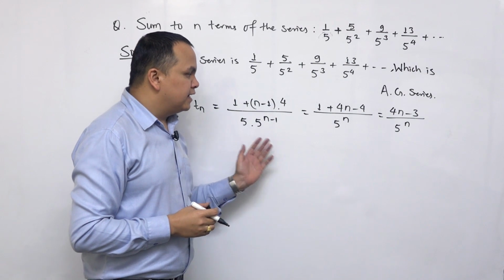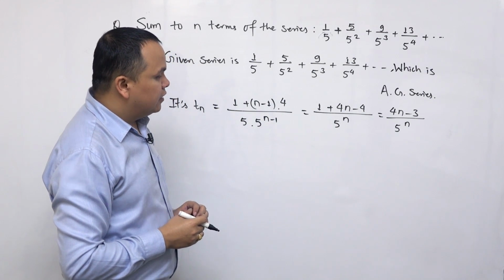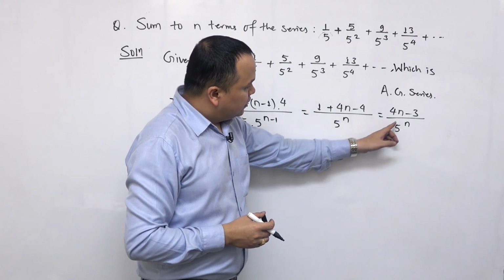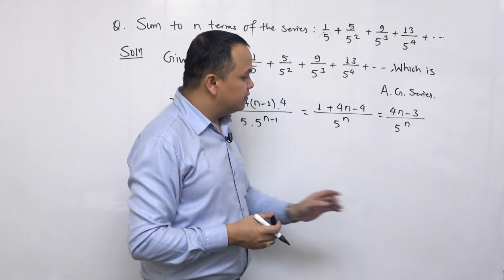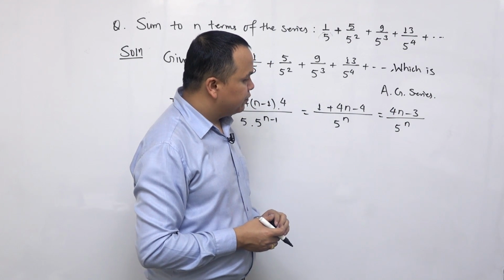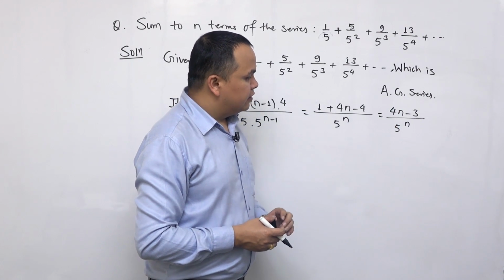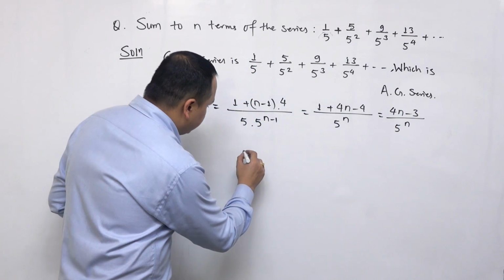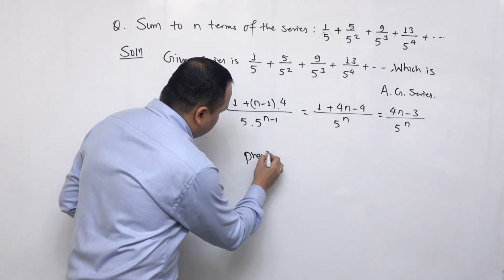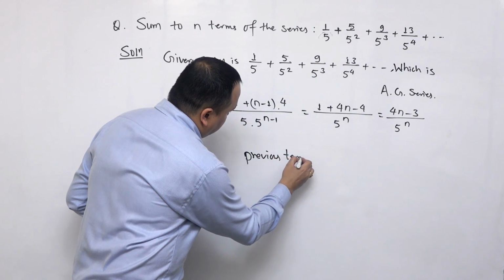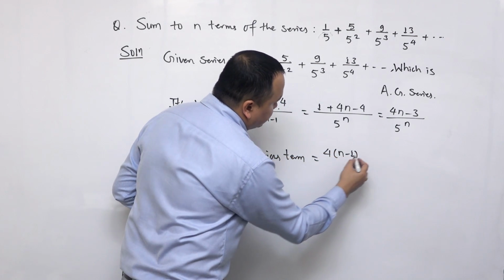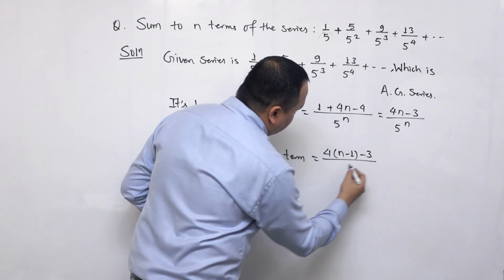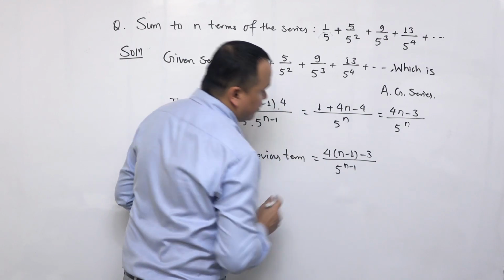So our tn is 100% correct. And here, if we put n equal to n minus 1, that is, n is replaced by n minus 1, then we get the previous term. Previous term is 4n minus 1 minus 3 upon 5 to the power n minus 1.